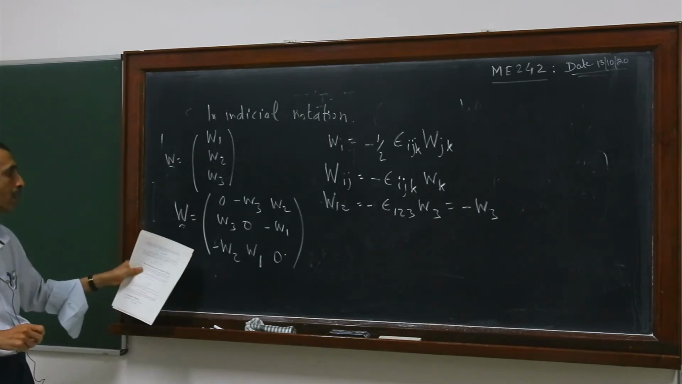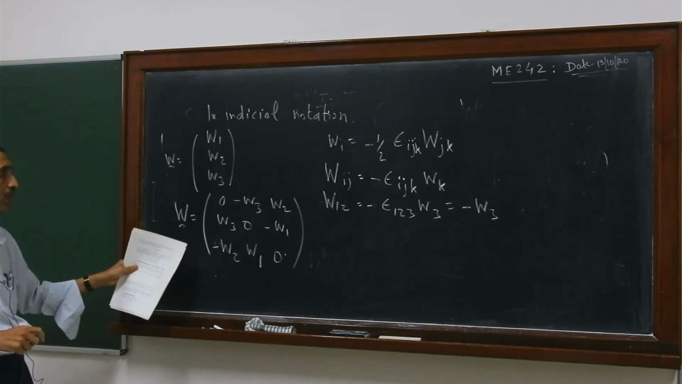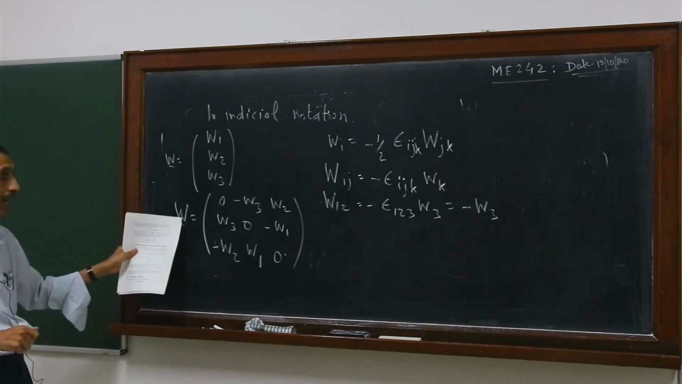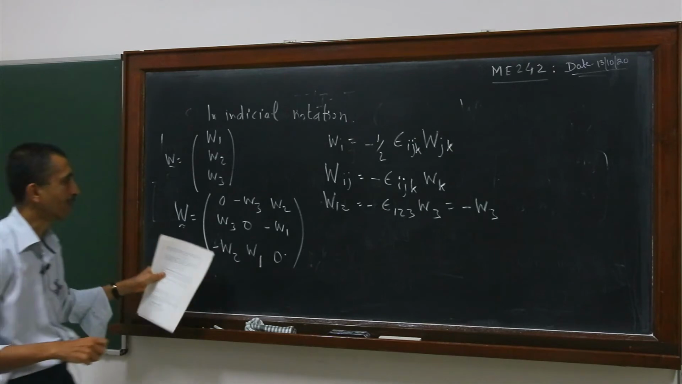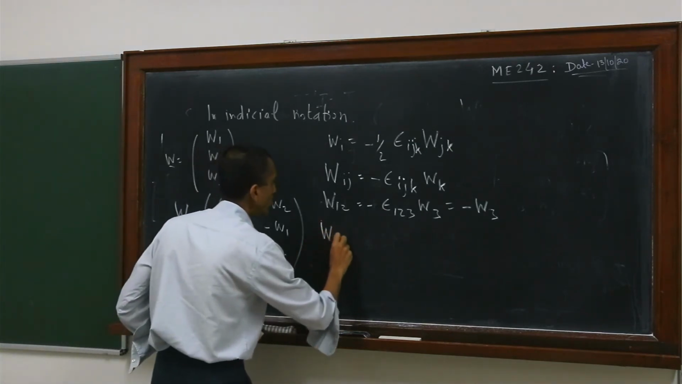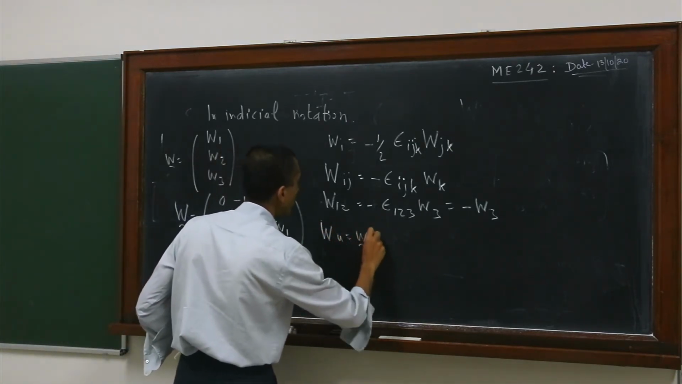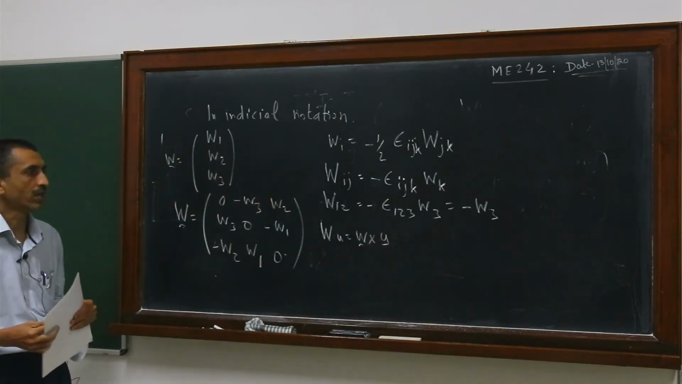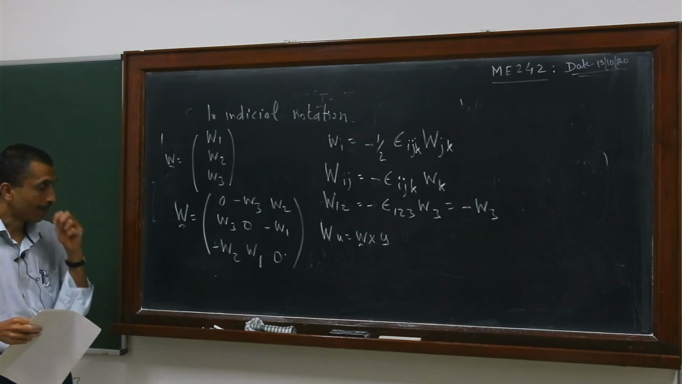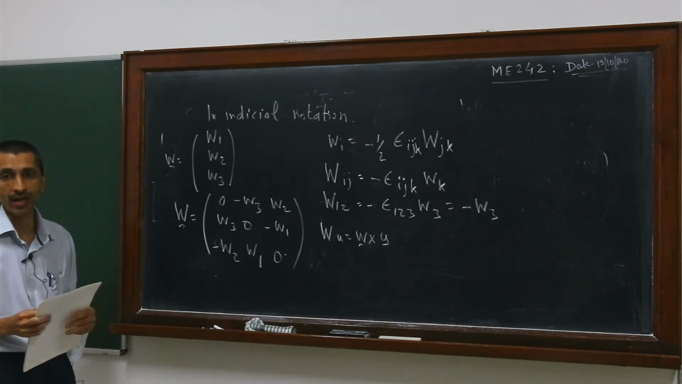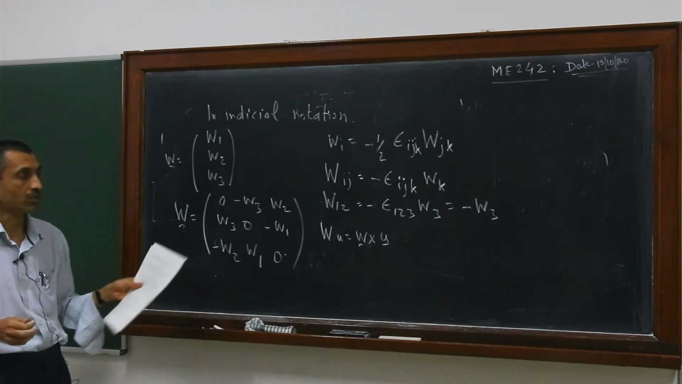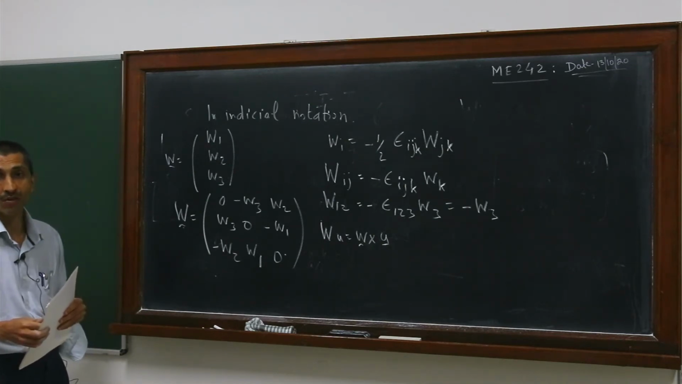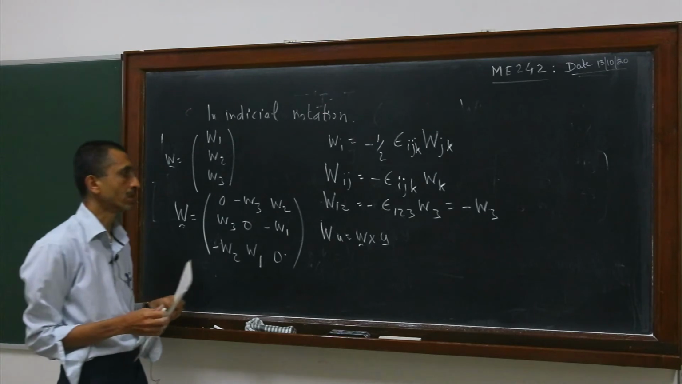So you can actually carry out this computation and verify it for yourself that capital W times any vector u is equal to small w cross u. This is a very useful relation, actually. For example, if you are doing courses in rigid body dynamics, then this relation is used to define what is known as the angular velocity vector. So this is a very useful relation.